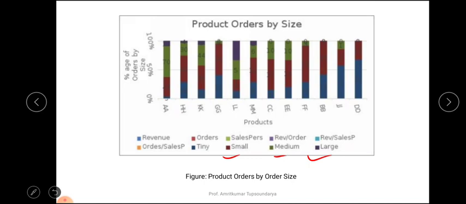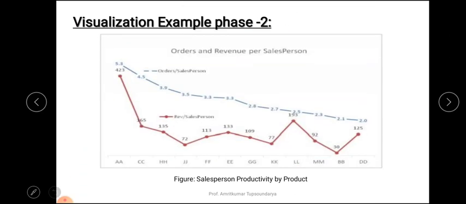Now let's take another visualization example for phase 2. Let's say we have, again, the same example: salesperson productivity by product. Here you can see the orders and revenue per salesperson, and the executive wants to understand the productivity of the salesperson. There are two lines here, the line shown in blue and the line shown in red.